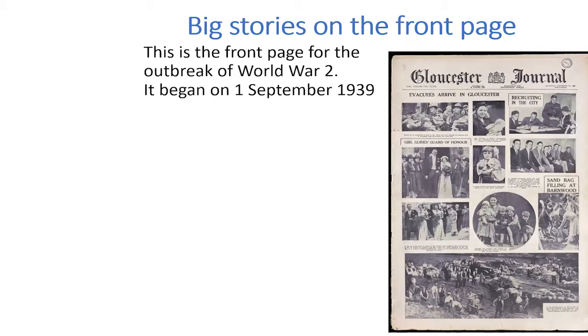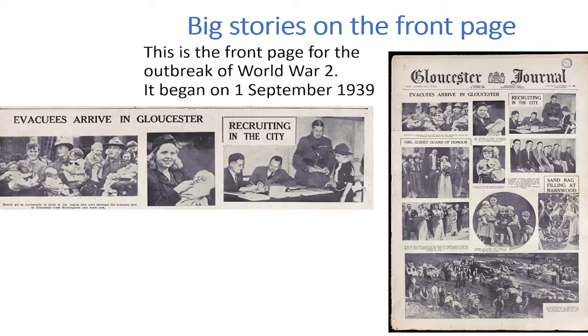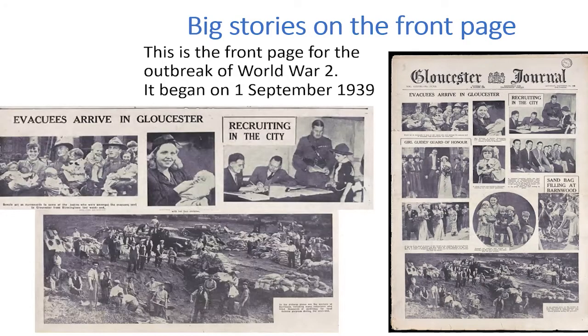So here are some examples of big stories on the front page. The one that you can see in front of you is the Gloucester Journal, and it is from 1939, just a few days after the outbreak of World War II. And we'll just bring a couple of those pictures up so we can see them a little bit better. And not surprisingly, the front page at this time was all about the war and the outbreak.